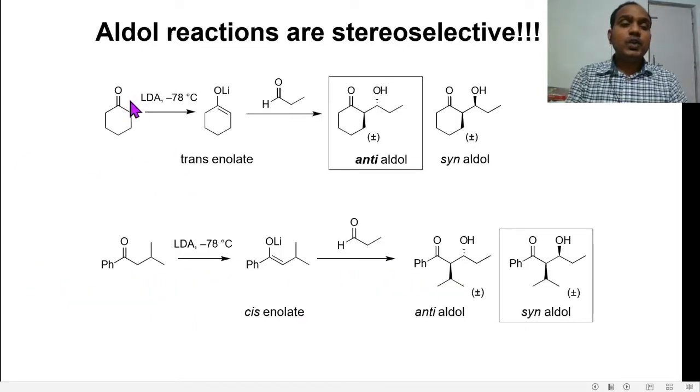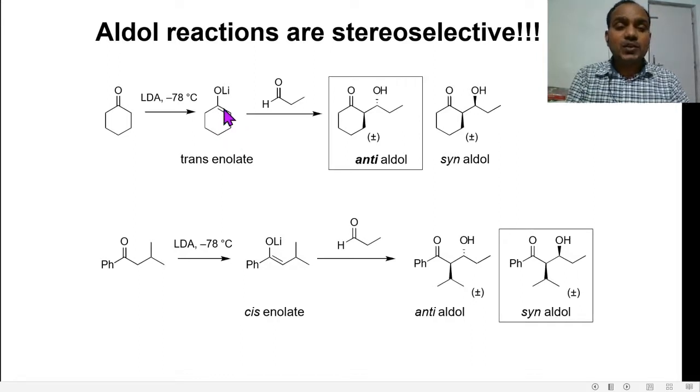Now this is the cyclohexanone reacted with the LDA. LDA is a strong base, abstracts the alpha proton, there is a conversion into the trans enolate. Now there is no formation of cis enolate because it is a ring structure, and the carbon carbon bond rotation is restricted, therefore this trans enolate formation.